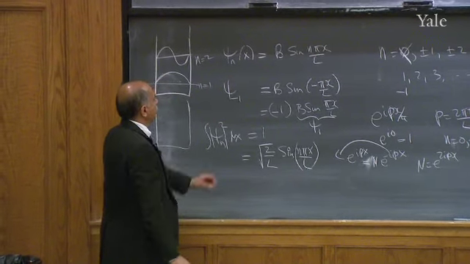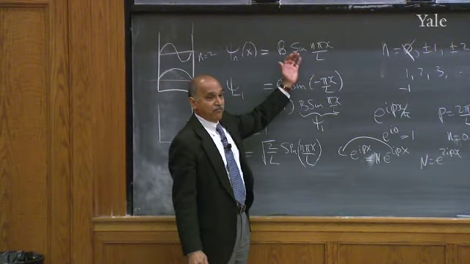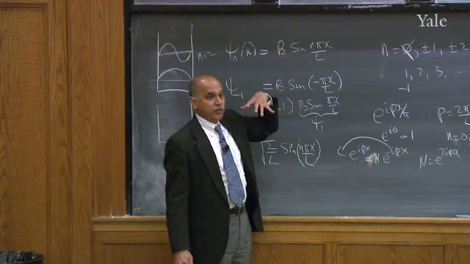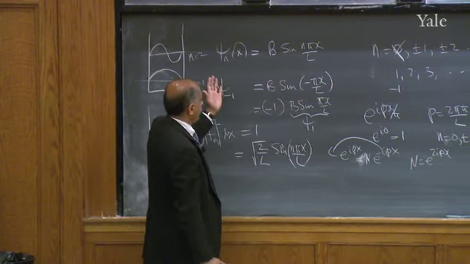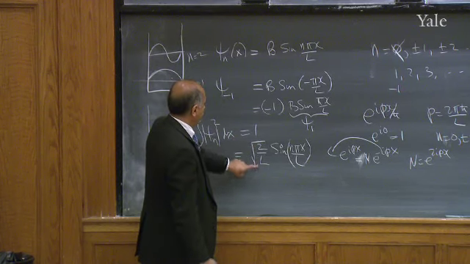The answer is again simple. The average value of sine square over a half period is 1/2. If you square and integrate over L, you will get L over 2. So B squared times L over 2 should be 1, and B should be therefore root of 2 over L.